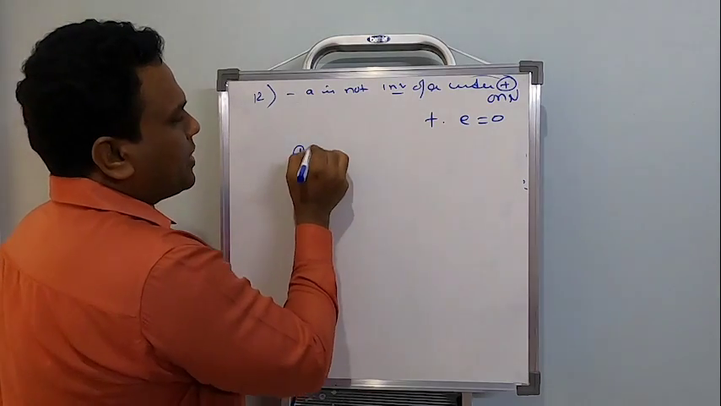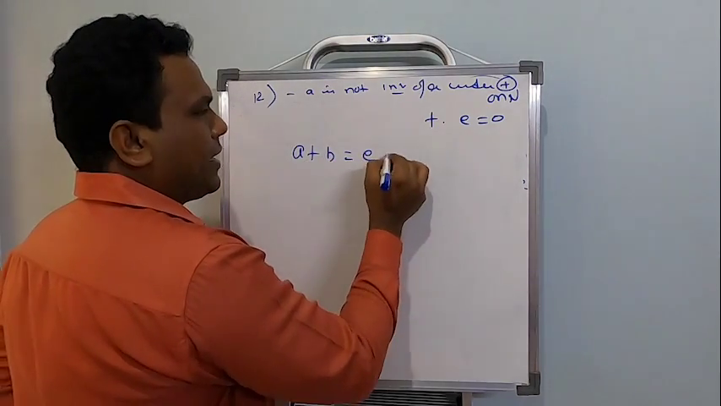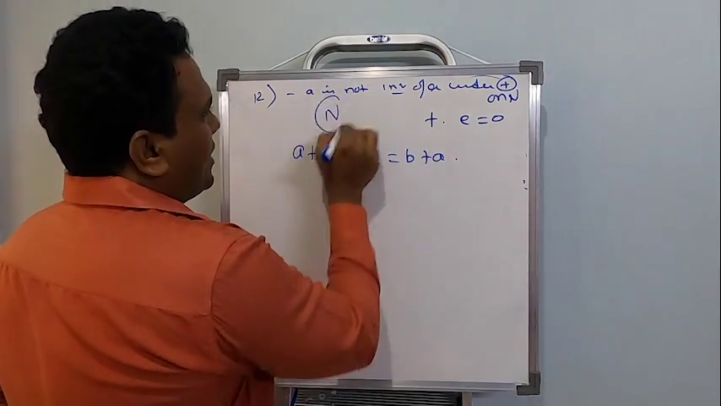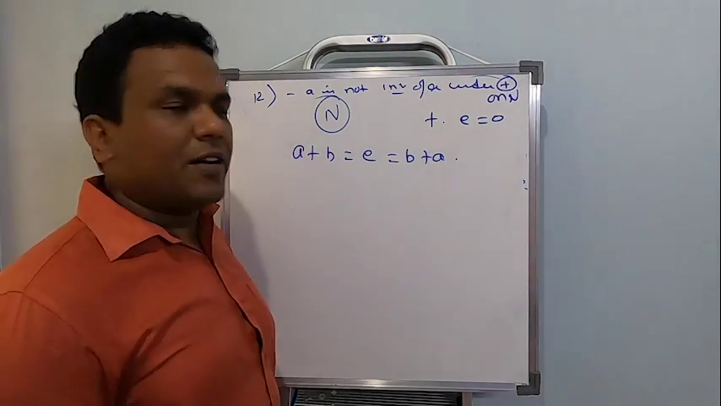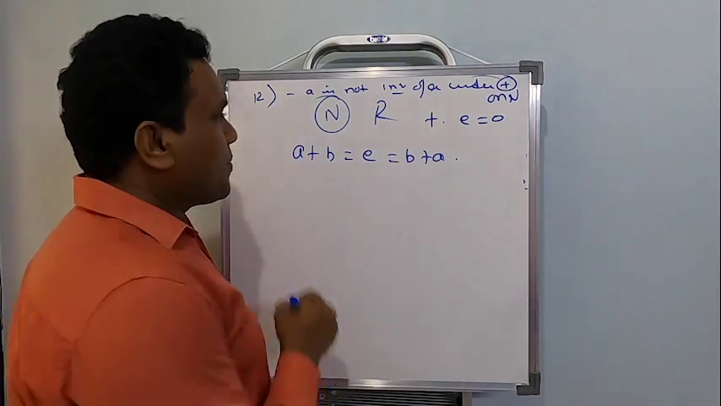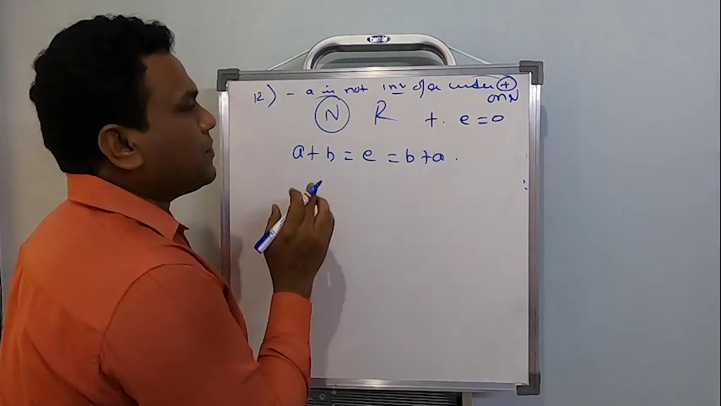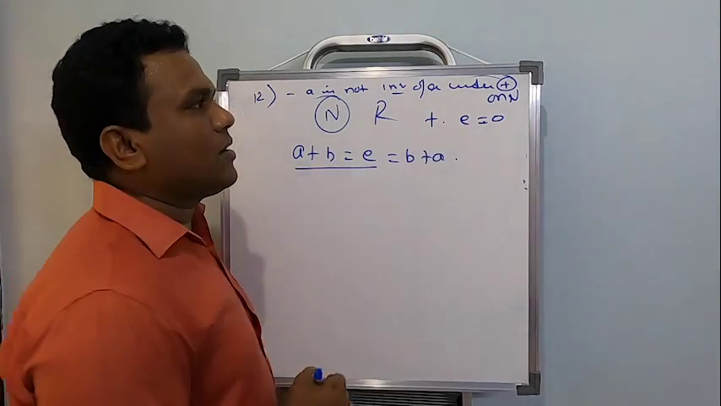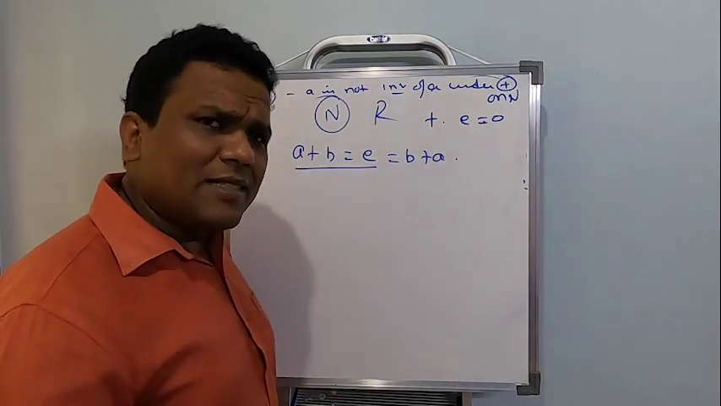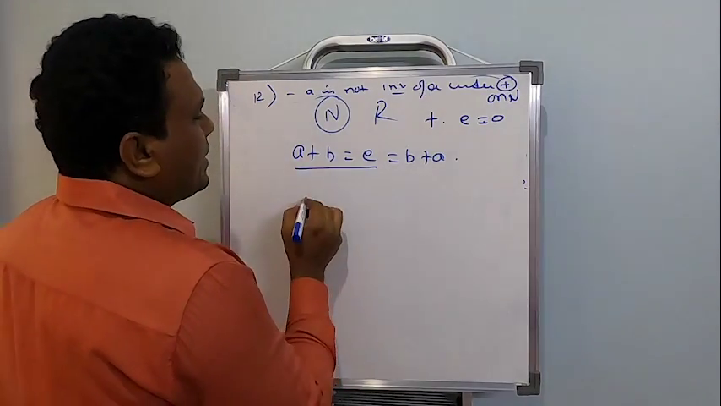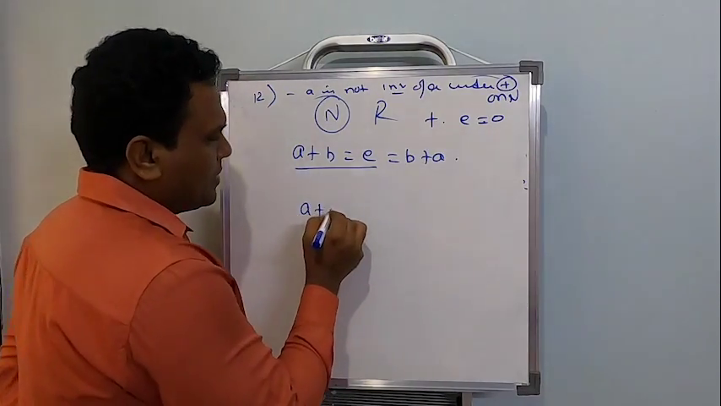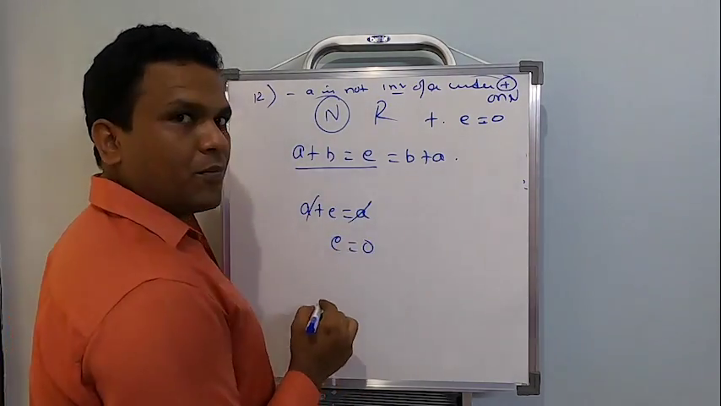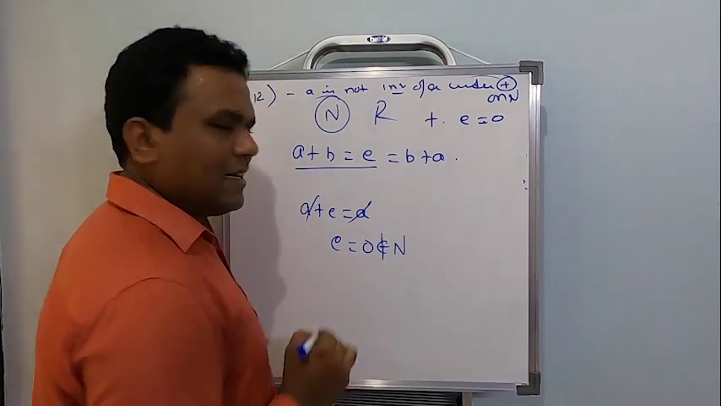So what is the inverse property? A plus B should be equal to E, which should be equal to B plus A. But the only thing is, this time the problem is defined under natural numbers, whereas the previous problems were defined on real numbers. Before finding the inverse, will there exist an identity? First let us check that. If identity exists, then A plus E should be equal to A. This shows the E value will be equal to 0, but 0 does not exist in the natural numbers.